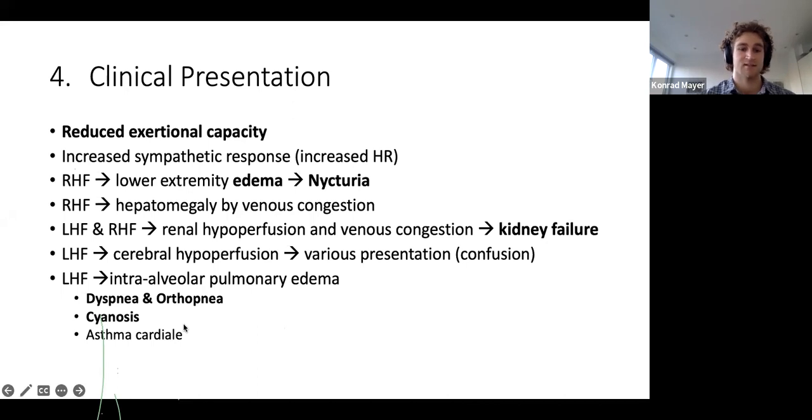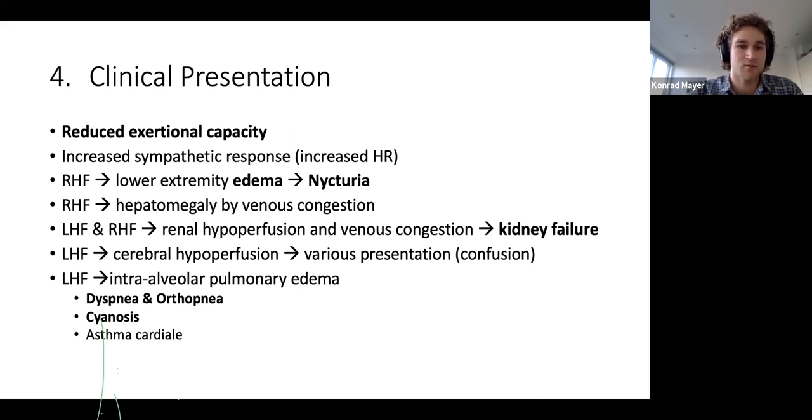And then one of the most classic presentations, next to the lower extremity edema from right heart failure, is the intra-alveolar pulmonary edema from left heart failure. This can result in dyspnea, which is in line with reduced exertional capacity, and orthopnea. Sometimes my pronunciation is a bit off. Orthopnea is when you have to sit upright so that you can breathe well.